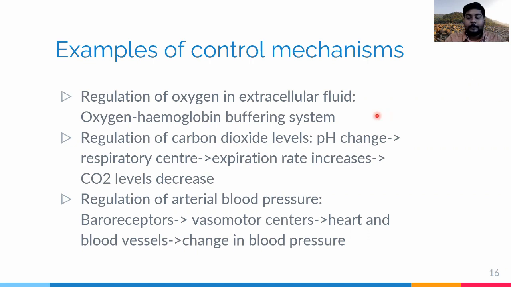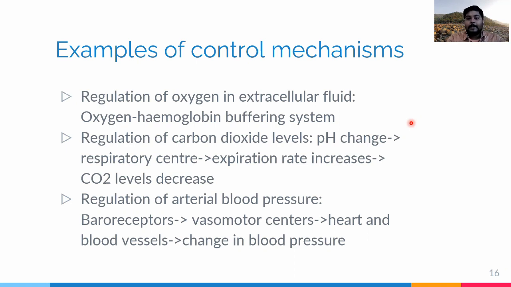The first control mechanism we are going to discuss is the regulation of oxygen in the extracellular fluid by the oxygen hemoglobin buffering system. Hemoglobin is obviously the molecule which carries oxygen from the lungs into various parts of our body. Hemoglobin has a strong affinity for oxygen, and when a hemoglobin laden with oxygen reaches a particular tissue where there is already a lot of oxygen present, hemoglobin, due to its strong chemical affinity for oxygen, will not release excess oxygen into that tissue.